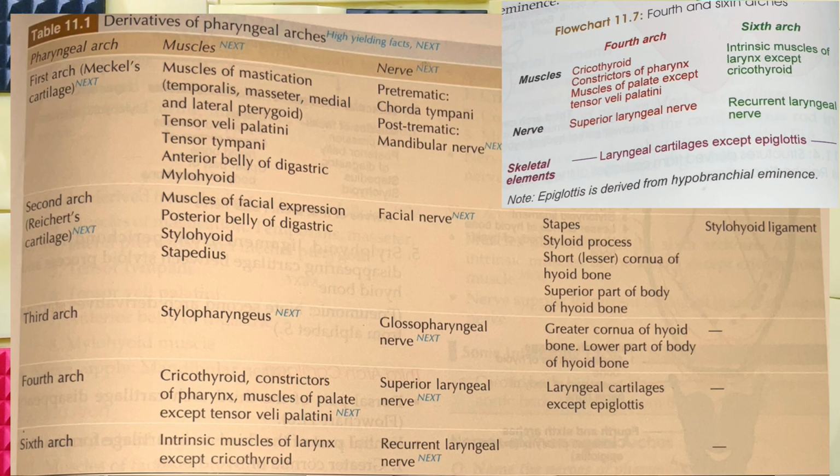Exclusively from the sixth pharyngeal arch, we are getting all the intrinsic muscles of the larynx except the cricothyroid muscle. Along with that, we are getting the recurrent laryngeal nerve. Now, the fourth and sixth pharyngeal arches combined form all the laryngeal cartilages except the epiglottis.